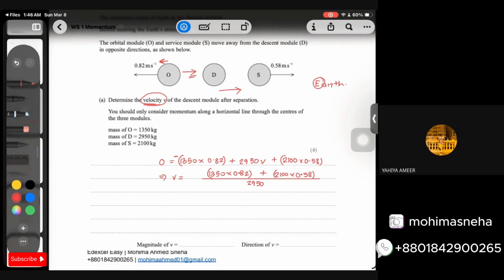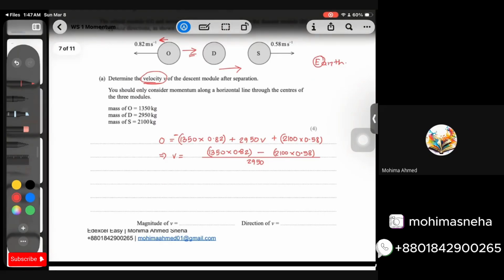0.78. Okay, then that's your velocity, 0.78 over here. Wait, 0.78. Oh, my mistake, sorry. You're supposed to subtract this. When you take this to the right hand side, it becomes negative. You're supposed to get 0.0376.